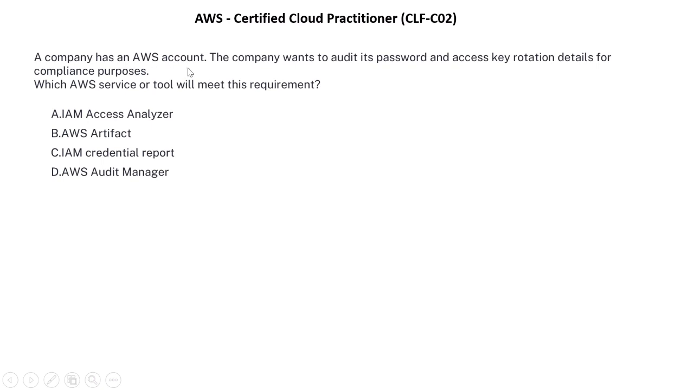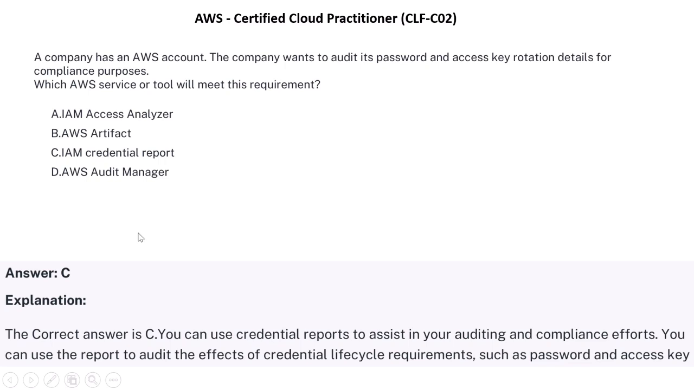Next question. A company has an AWS account. The company wants to audit its password and access key rotation details for compliance purposes. Which AWS service or tool will meet this requirement? Options are option A, IAM Access Analyzer, option B, AWS Artifact, option C, IAM Credential Report, option D, AWS Audit Manager. The correct answer is option C.